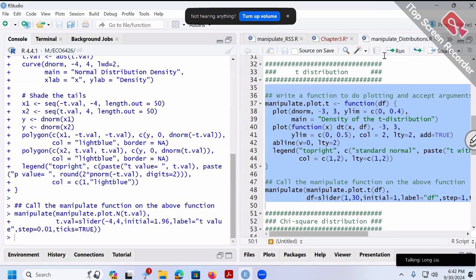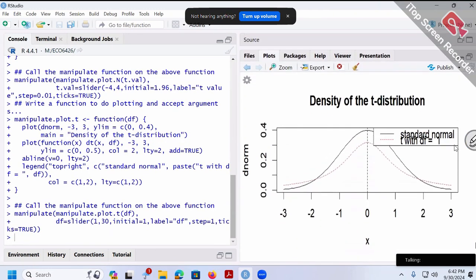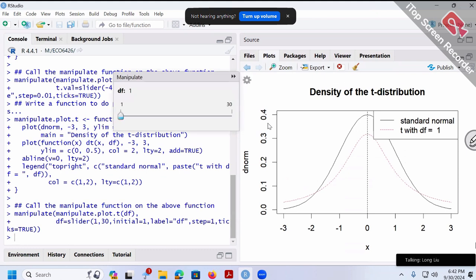This is my code for the T distribution. Right here, my black solid line is a standard normal distribution. Standard normal means the center is zero and the variance is one, right? And my red broken line is a T distribution with one degree of freedom. First of all, the T distribution is also symmetric and bell-shaped, but it's a little bit lower and has fatter tails. Slightly different. This is for degree of freedom one.